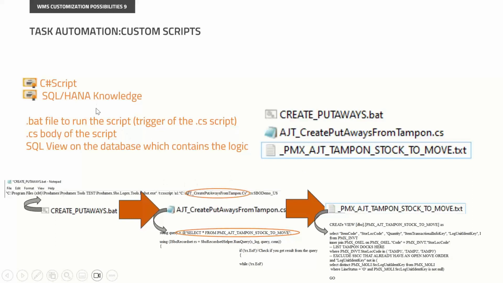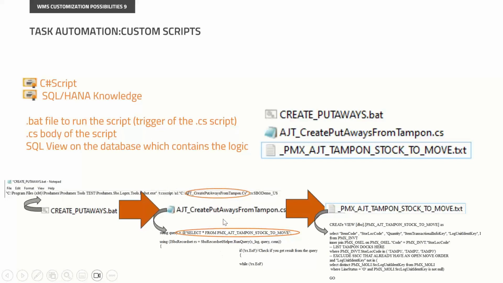In this case, we need 3 different files. This bat file represented here is the one which is triggering the script. In this case, remember that we can trigger the script even by a task scheduler, but also in this case, I'm triggering it from the robot. We have here the example about how to do it.